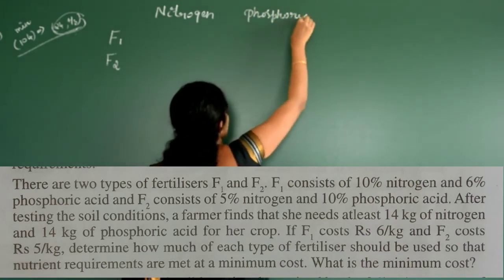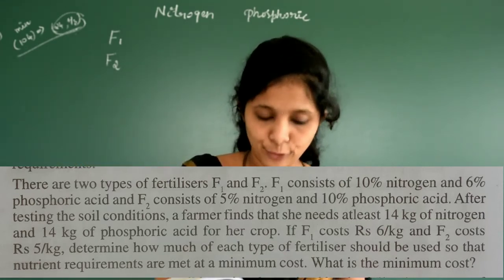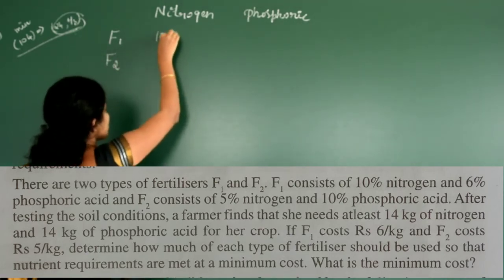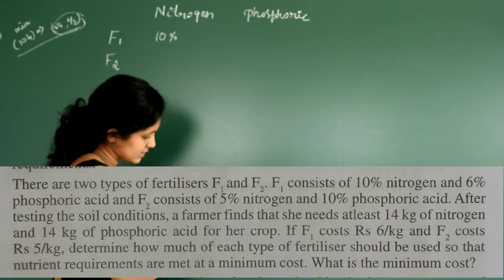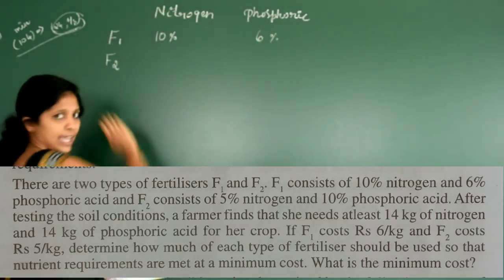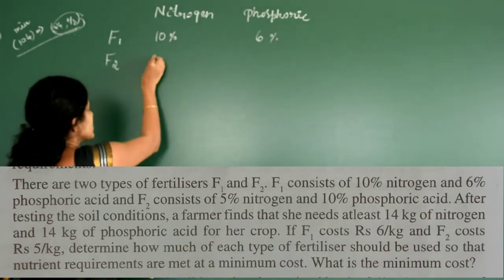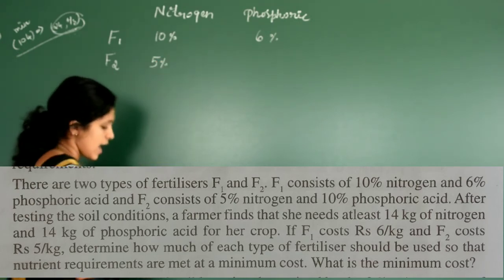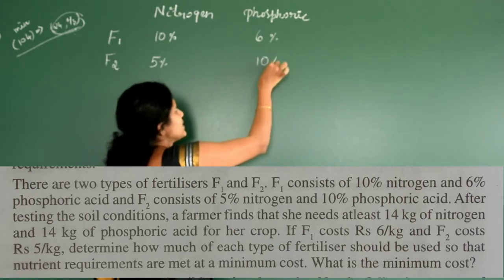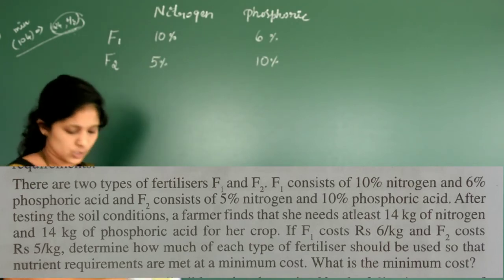Okay, these are given. We will fill this one. F1 consists of 10% of nitrogen and 6% of phosphoric acid. F2 contains 5% of nitrogen and 10% of phosphoric acid.